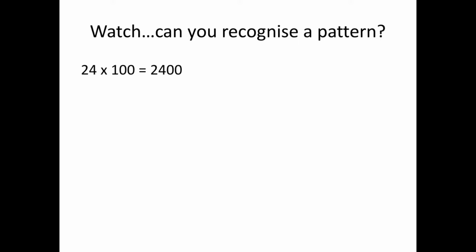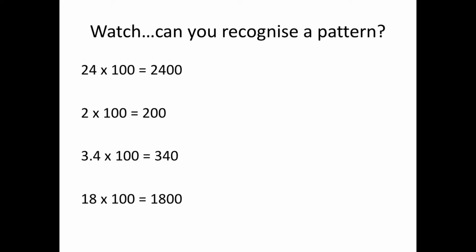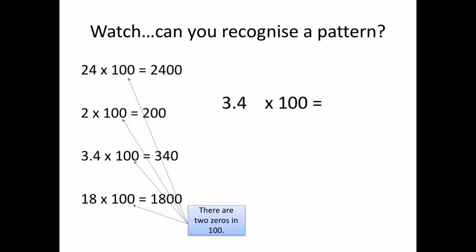24 times 100, 2,400. 2 times 100, 200. 3.4 times 100, 340. 18 times 100, 1,800. So in 100, there are two zeros. So if you think about what we did with the 10, in this case, we have to move the decimal point two places or add two zeros.